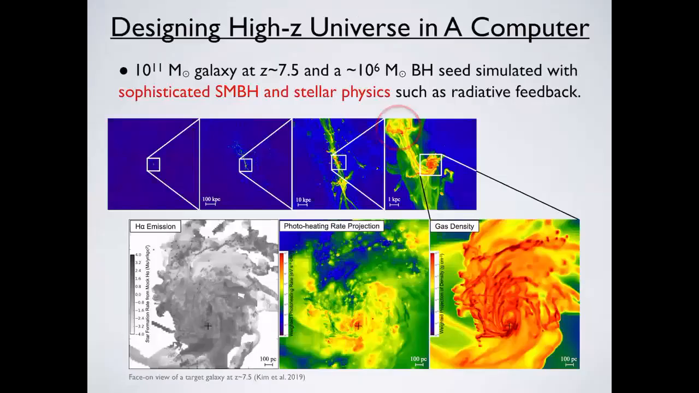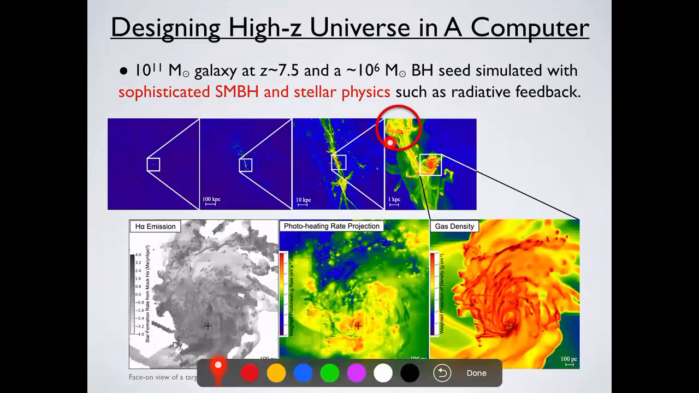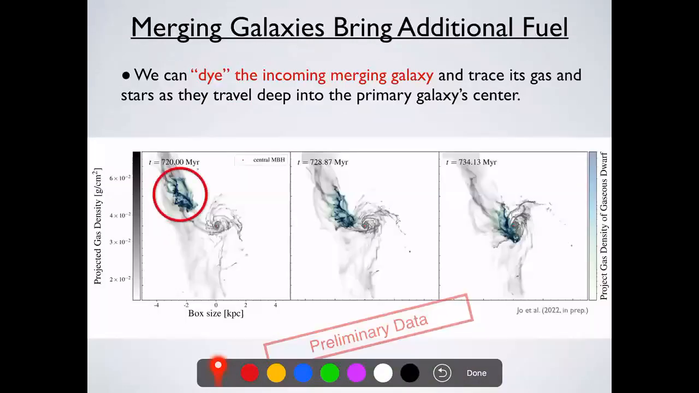And that actually is shown in my simulation as well. So you can see that there's a target galaxy, but there is an incoming galaxy coming in from the top. And we can actually dye those incoming galaxies, color them differently, and see where those incoming gas ends up after the simulation.